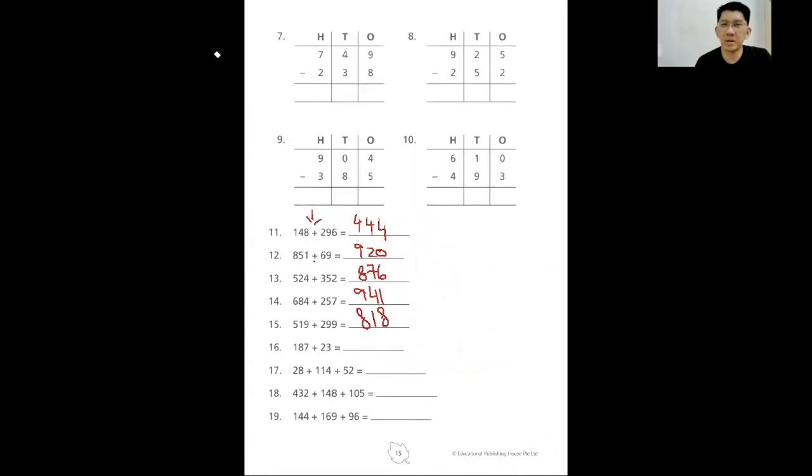Moving on to number 16 now. As usual, I'm going to write down in this format: 187 plus 23. Remember, boys and girls, you always have to put it in that format to help you to do this easily.